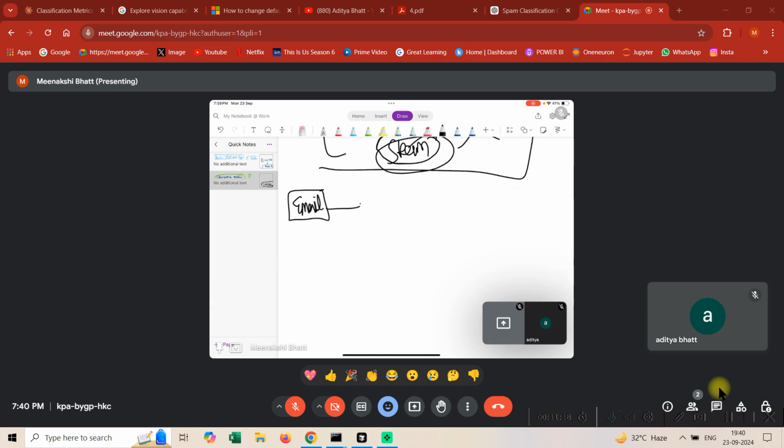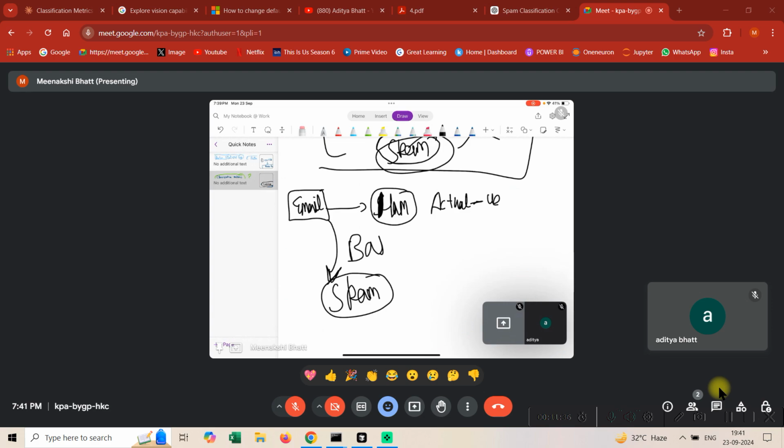So an email came and it is a ham. Actually, it is a ham. So it is negative, but my system predicted it as spam. So this is a bad scenario because an important information got classified into spam. And then this is my positive class. Why is this a positive class? Because this is the class of interest.